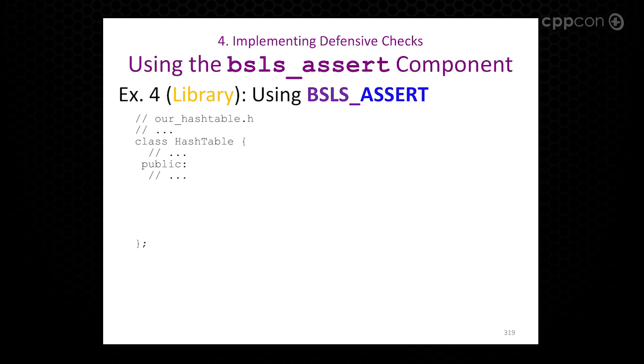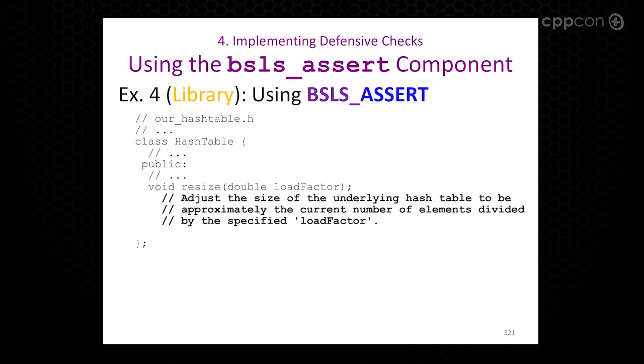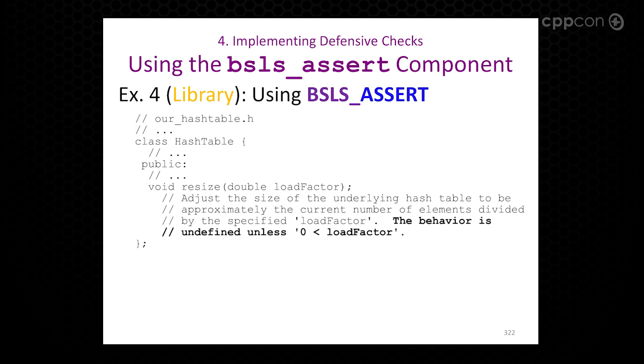Now, how about our hash table? Our hash table has a resize function. Resize function's pretty heavy. Okay? So adjust the size of the underlying hash table to be approximately the current number of elements divided by the specified load factor. Behavior is undefined unless 0 less than load factor. Okay, so we have our resize function.